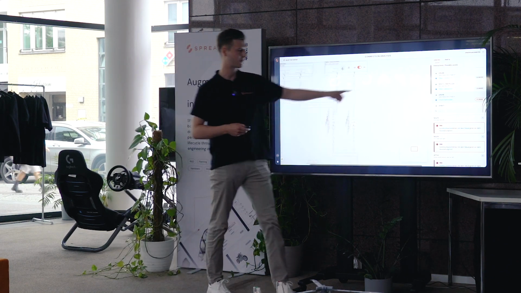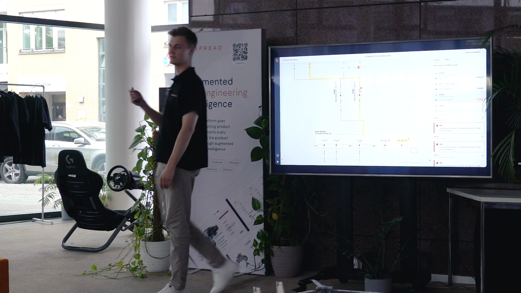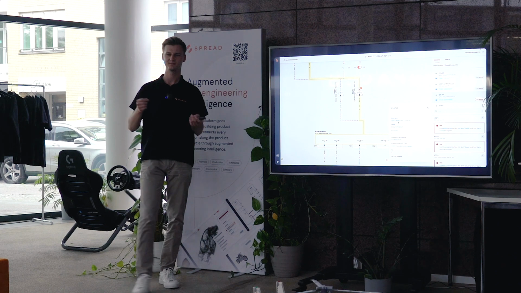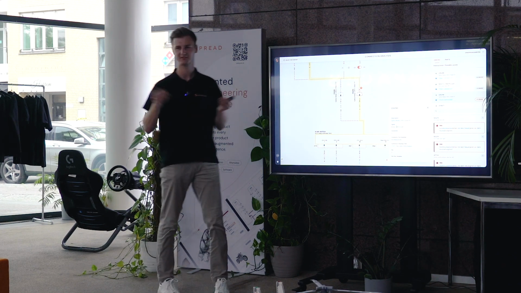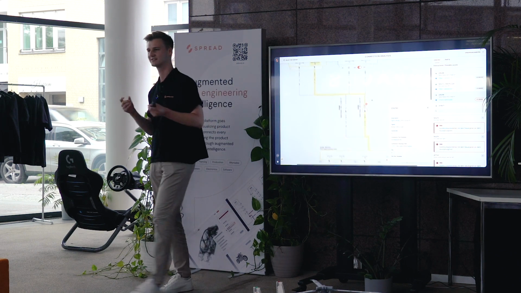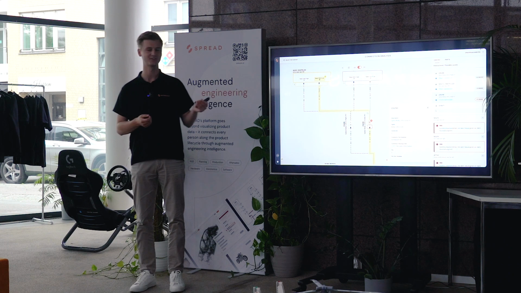On the upper right-hand side, we suggest probable root causes. And we do this by analyzing the network and seeing where are two problems coming together. Maybe it's a connector, and every device that is connected to this connector has a trouble code. So we suggest, please first look at the connector.